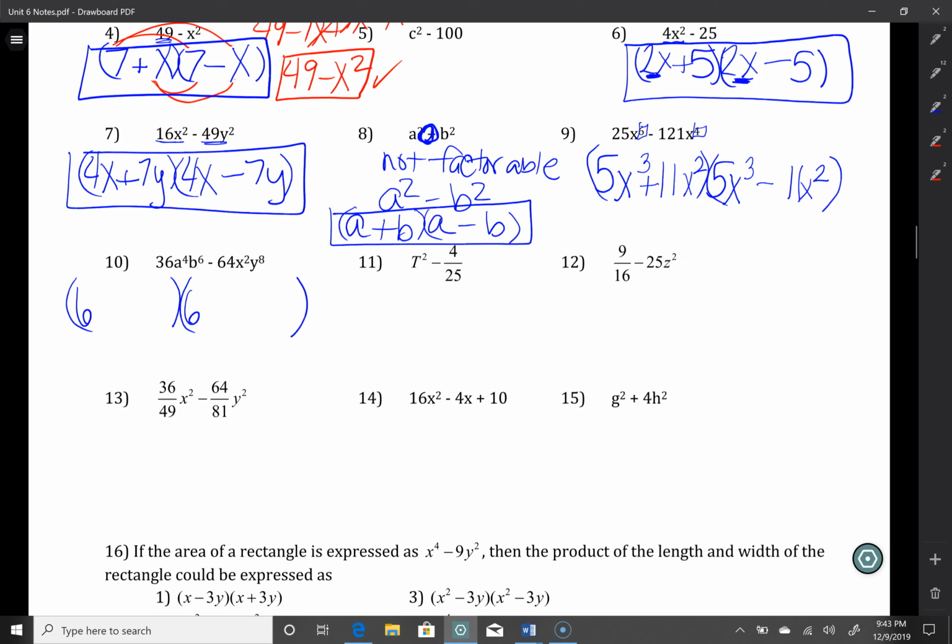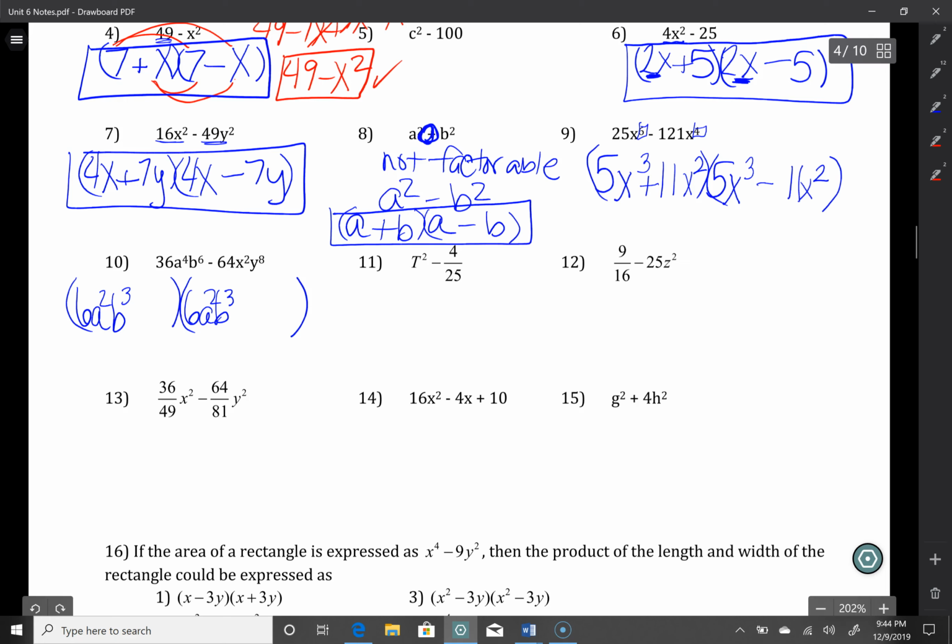Now let's focus on the a to the 4th. I need to split that up to be a squared and a squared. Our factors are going to be identical. They just have one with a plus sign, one with a minus sign. So now our b to the 6th, I might not have left enough room for my pen here, b cubed. Move on to the other half of this problem.